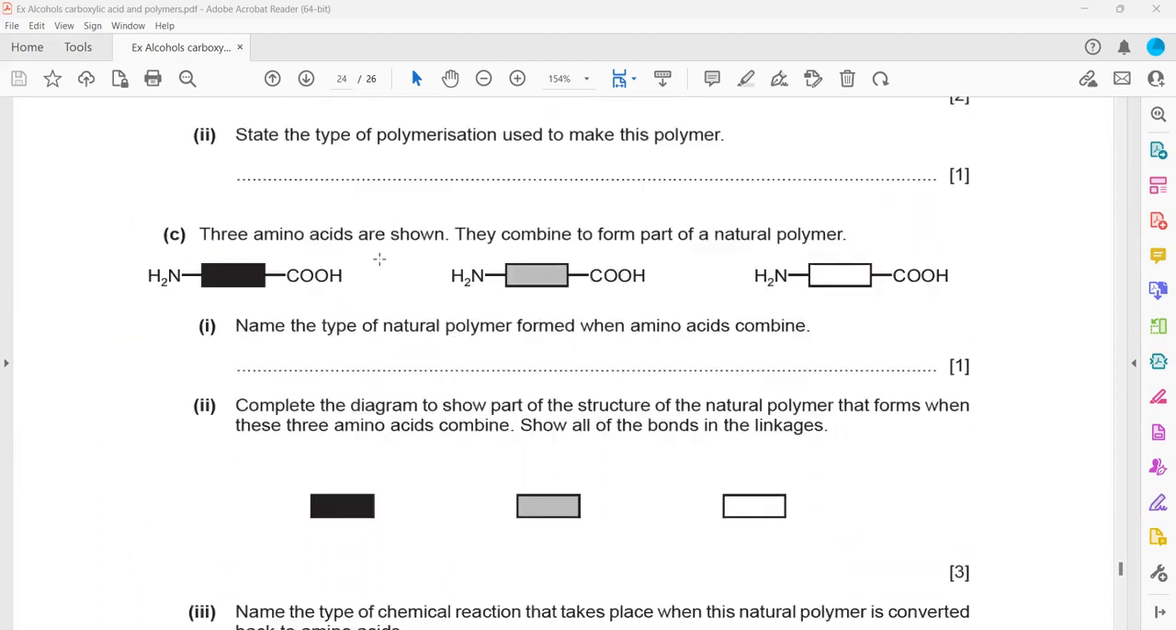State the type of polymerization used to make this polymer. Addition. So this is addition polymerization, because it is a monomer with 2 carbon, an unsaturated monomer. Amino acids combine to form a natural protein. Then we want to complete it. So one side remove H, another side OH. One side H, other side OH. And don't draw.